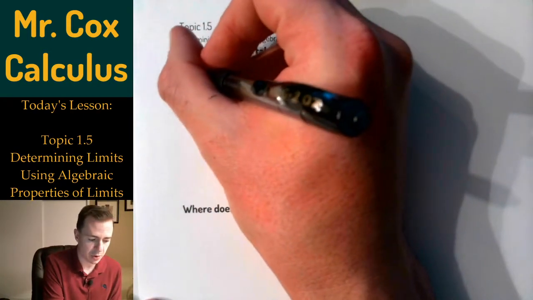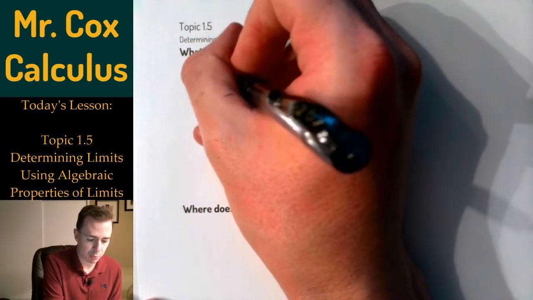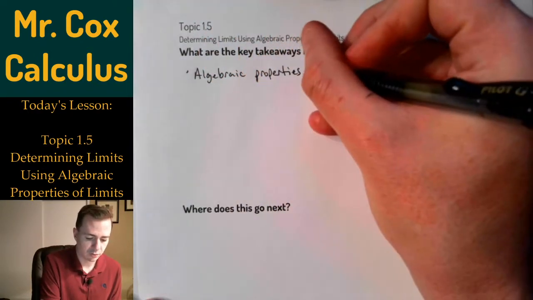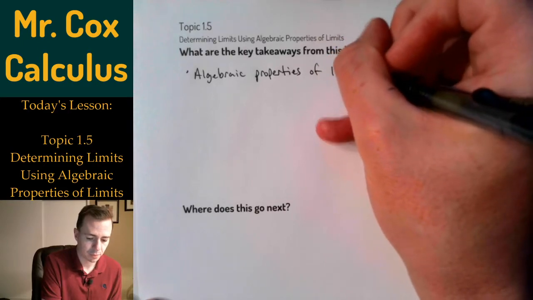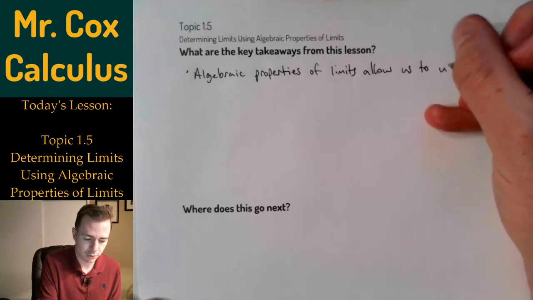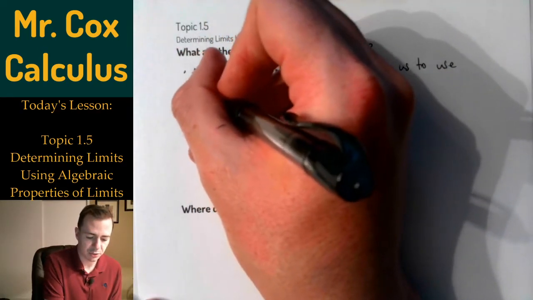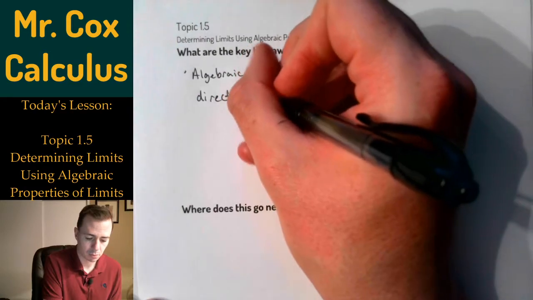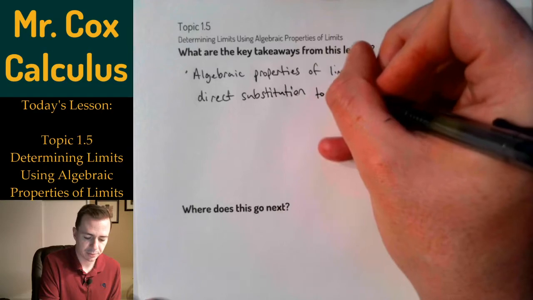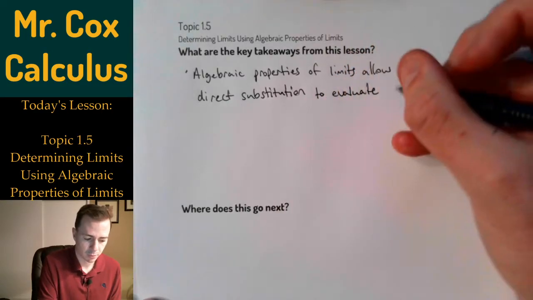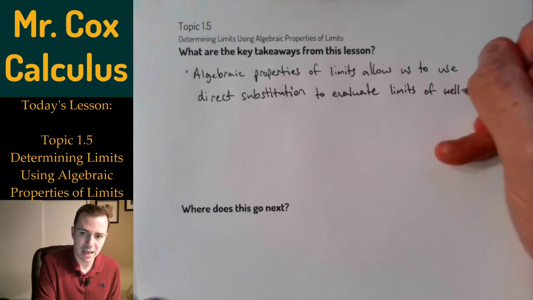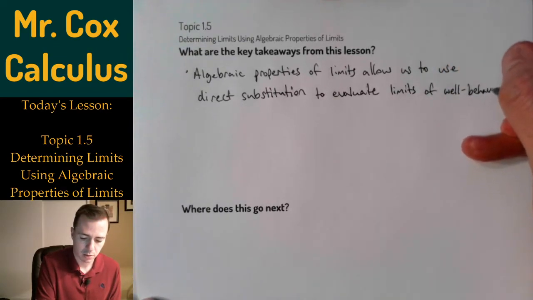So the key takeaways are the algebraic properties of limits allow us to use direct substitution to evaluate limits of what we refer to as well-behaved functions.